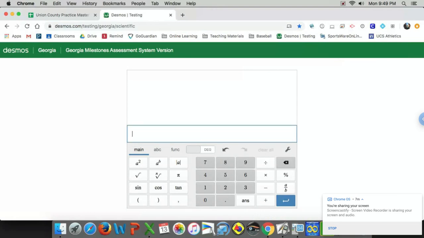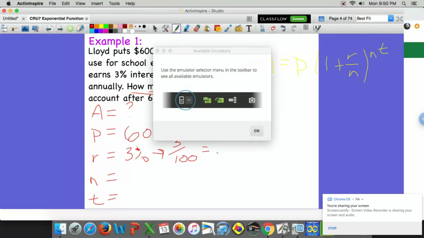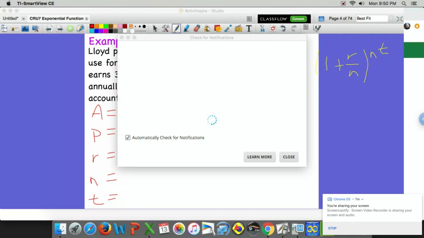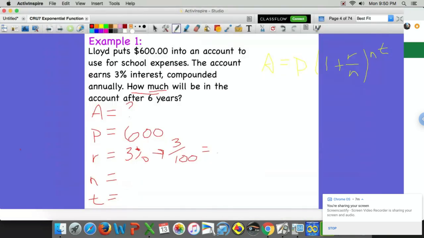This is the scientific calculator for Desmos, but we can do 3 divided by 100, and it's going to turn that into a decimal, which is 0.03. So if we go back, the 3% is really equal to 0.03. That is my new R.